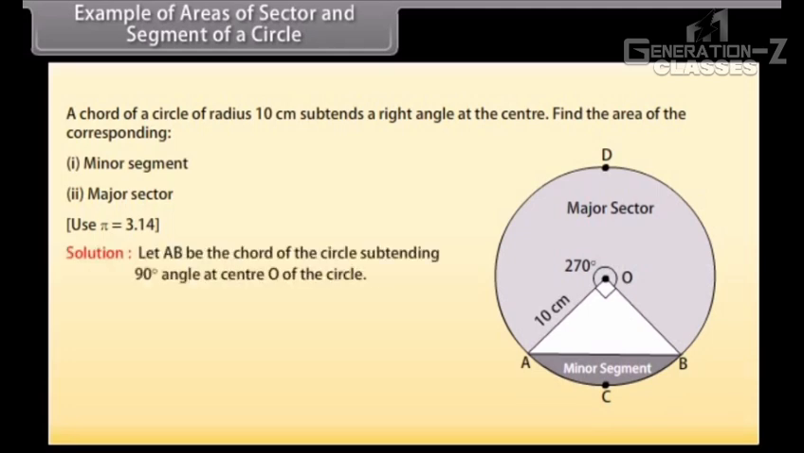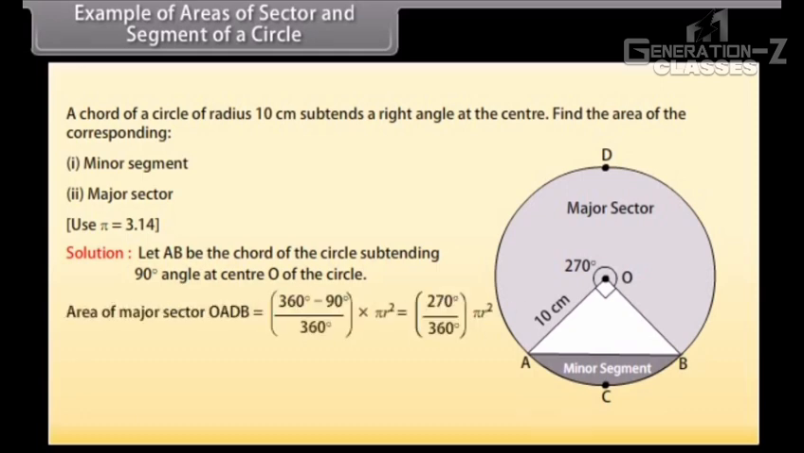Solution. Let AB be the chord of the circle subtending a 90-degree angle at center O of the circle. Area of major sector OADB is equal to 360 degrees minus 90 degrees whole upon 360 degrees into pi r square, which equals 270 degrees upon 360 degrees into pi r square, which is equal to 235.5 centimeters square.